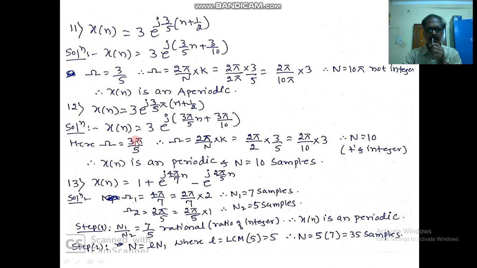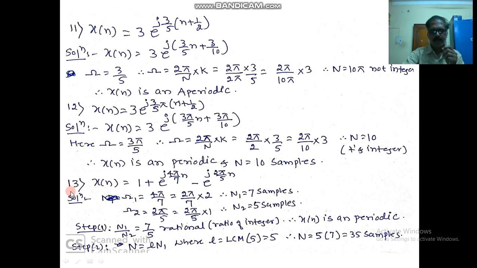Pi is there, hence I have to multiply and divide by 2. Therefore 3 into 2, 6. 2 pi divided by 2. I have multiplied by 2 and divided by 2. Pi as it is. So remaining is 3 by 5. Therefore 2 pi as it is, 5 into 2 is 10. This is 3. 2 pi by n into k. Here the n value is 10. Hence it is positive and is an integer. Therefore the given signal is periodic and its fundamental period is 10 samples.